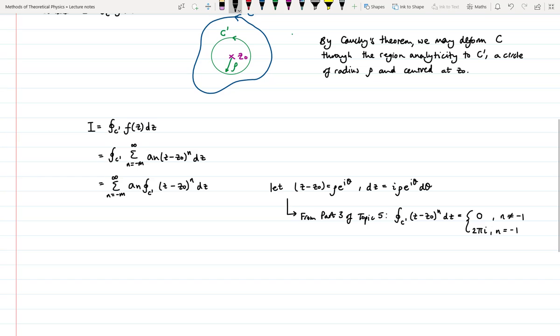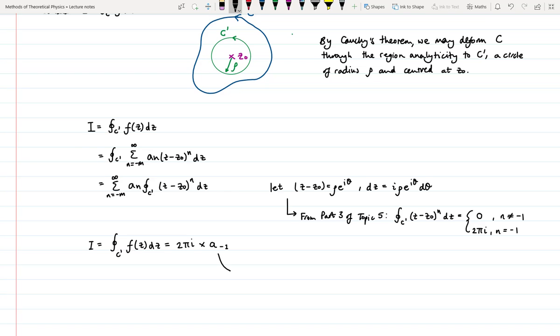Returning to our integral on the left-hand side, this means that the only term that doesn't vanish in this sum is the term for which n equals minus 1. Therefore, we're left with our integral I, given by the integral around the closed circular contour C' of f of z dz, and this is now going to be 2 pi i, which is the value of the integral when n equals minus 1, times this coefficient a minus 1.